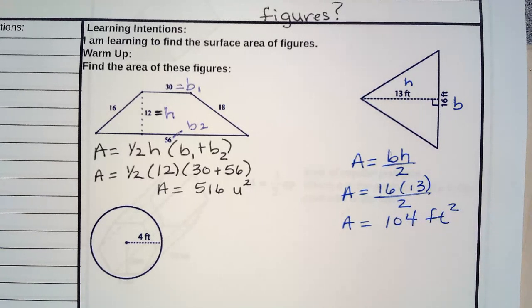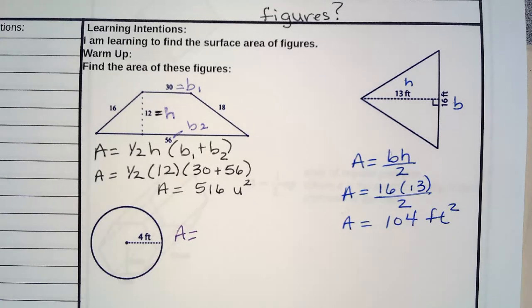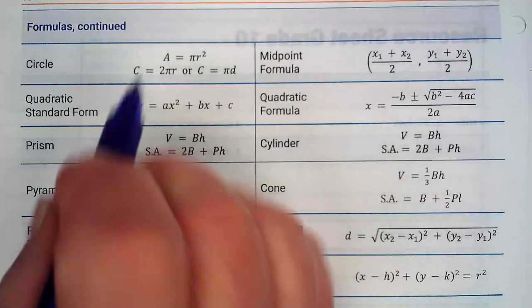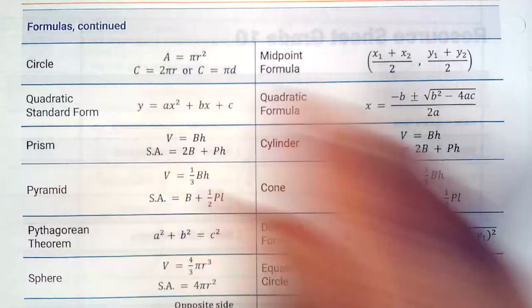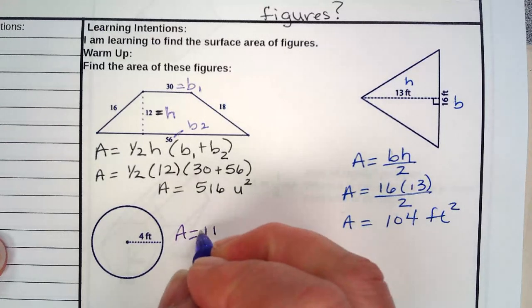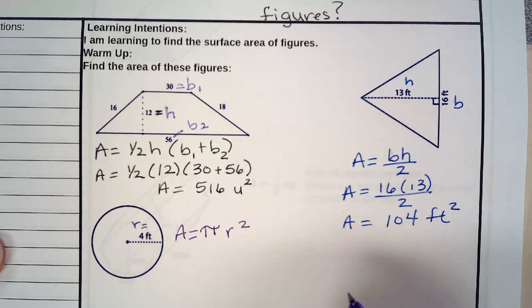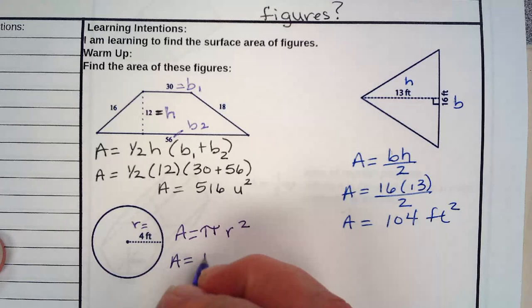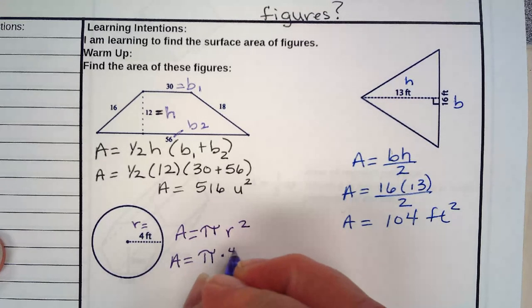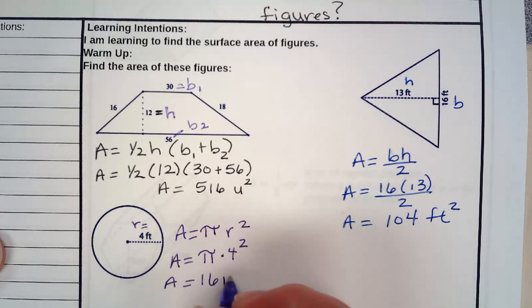And for the circle, how do you find the area of a circle? If you look at your formula sheet, if you cannot remember, the area of a circle is pi r squared. We need to know our radius. Our radius is 4. So our area is equal to pi times 4 squared. Our area is equal to 16 pi feet squared.